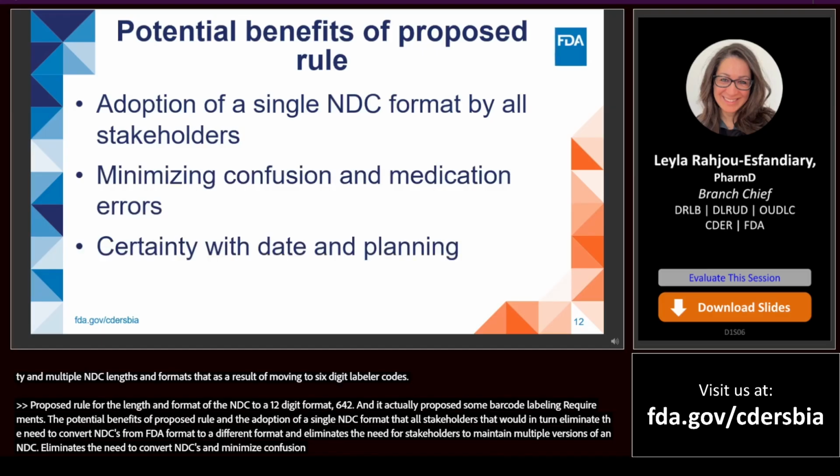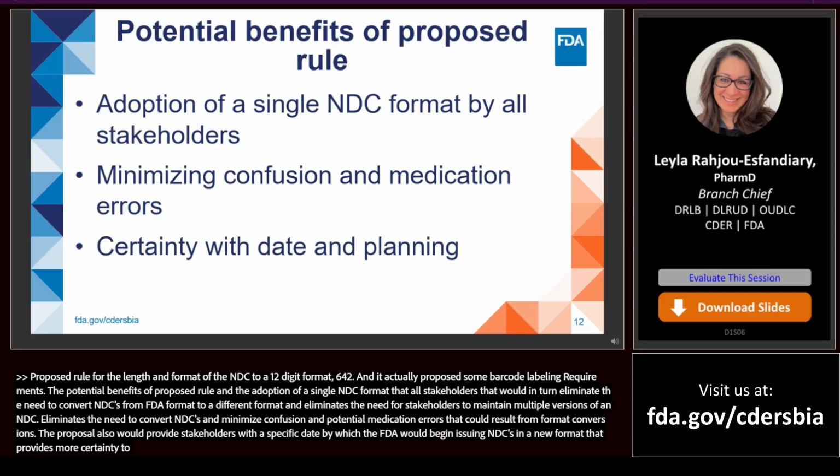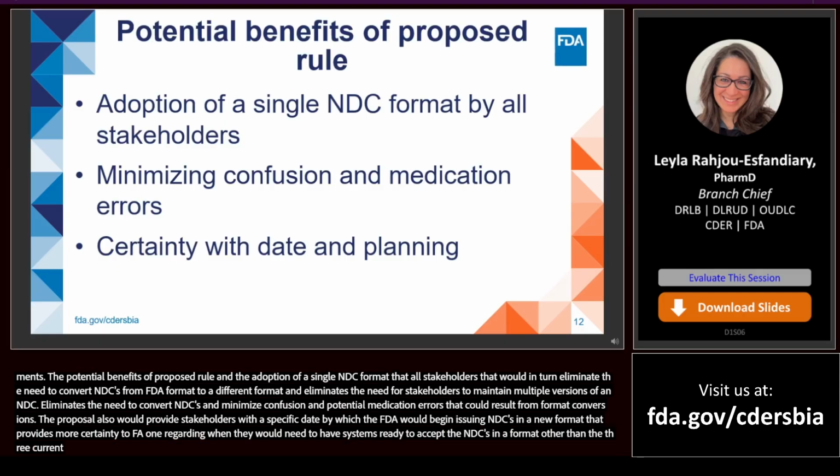The proposed rule also would provide stakeholders with a specific date by which FDA would begin issuing NDCs in a new format, which would provide more certainty to everyone regarding when they would need to have systems ready to accept the NDCs in a format other than the 3 current 10-digit FDA-assigned formats.